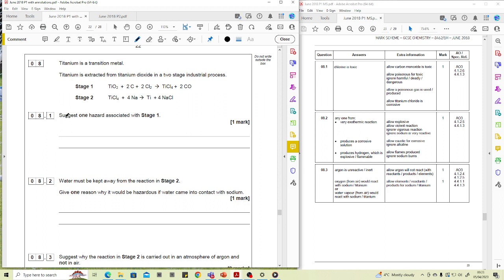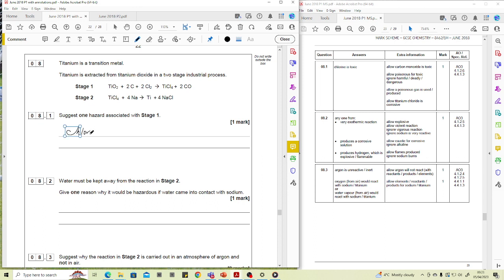So, first of all, 8.1, suggest one hazard associated with stage 1. Let's have a look at the whole reaction. Titanium dioxide, that's in paint. So, carbon, chlorine gas, that's toxic. And titanium tetrachloride, we don't know. And then carbon monoxide is poisonous as well. So, let's go for chlorine.